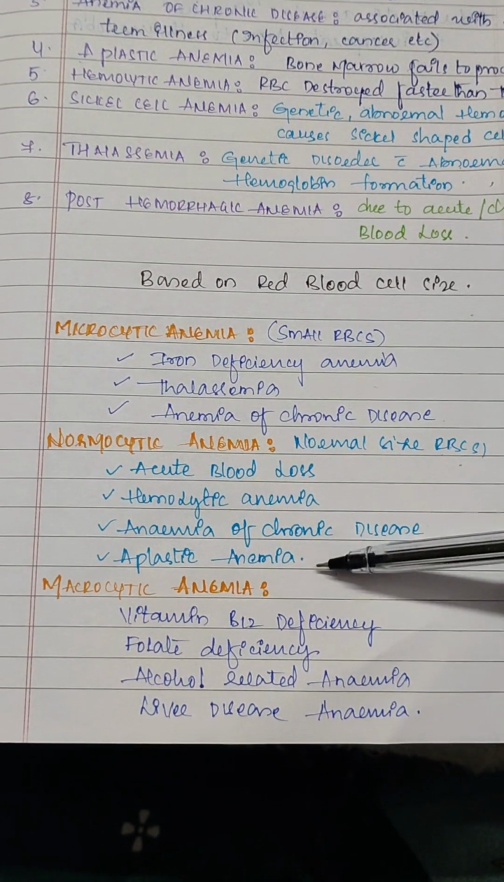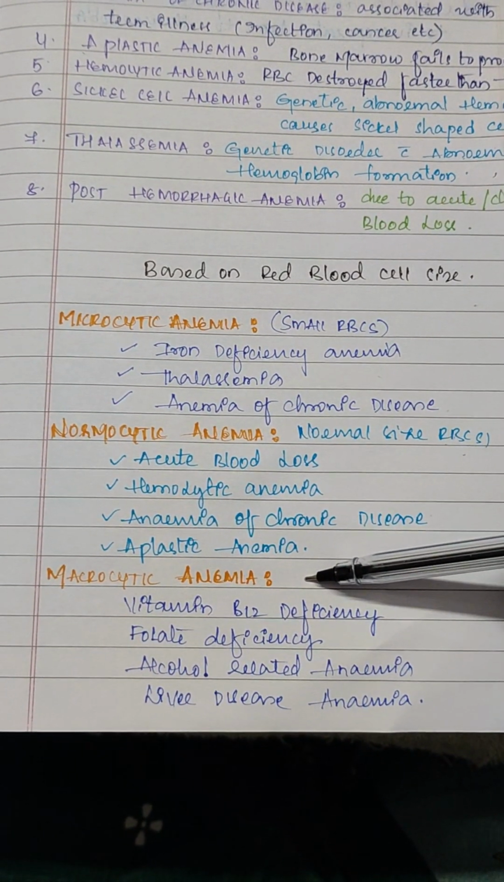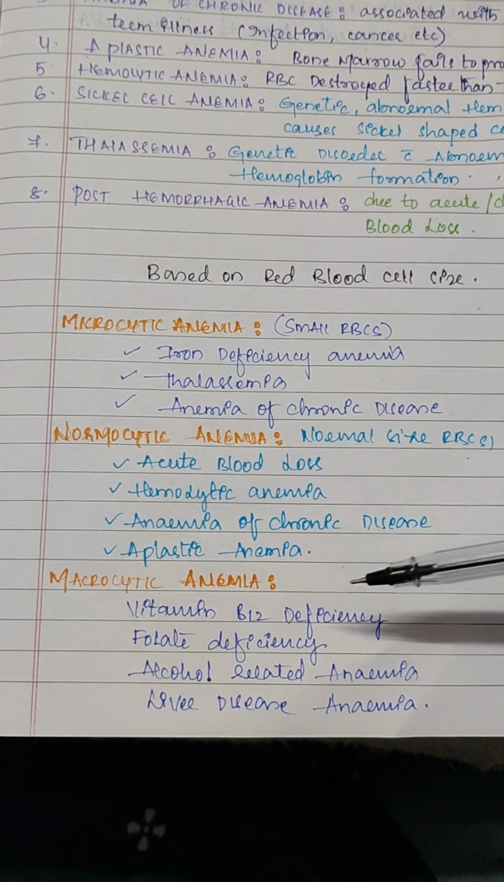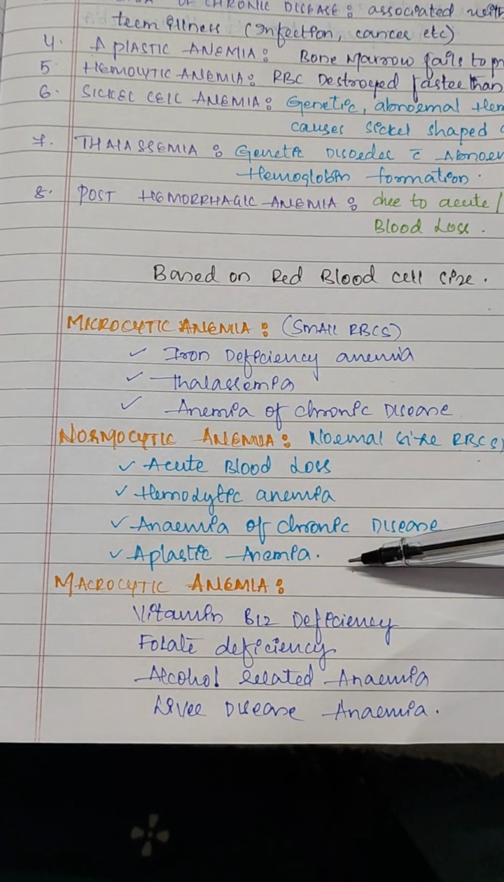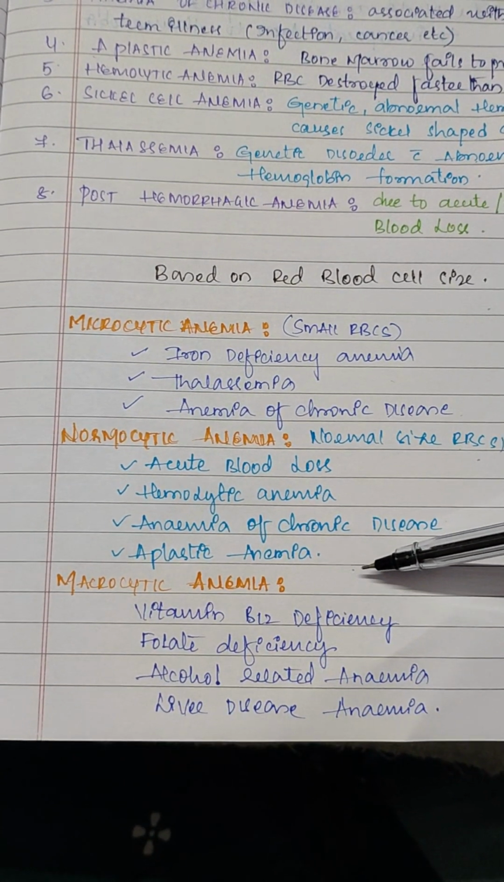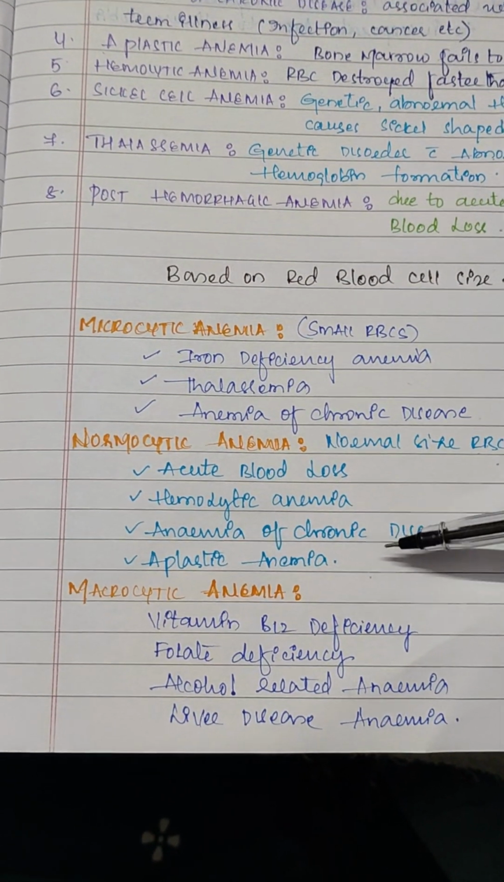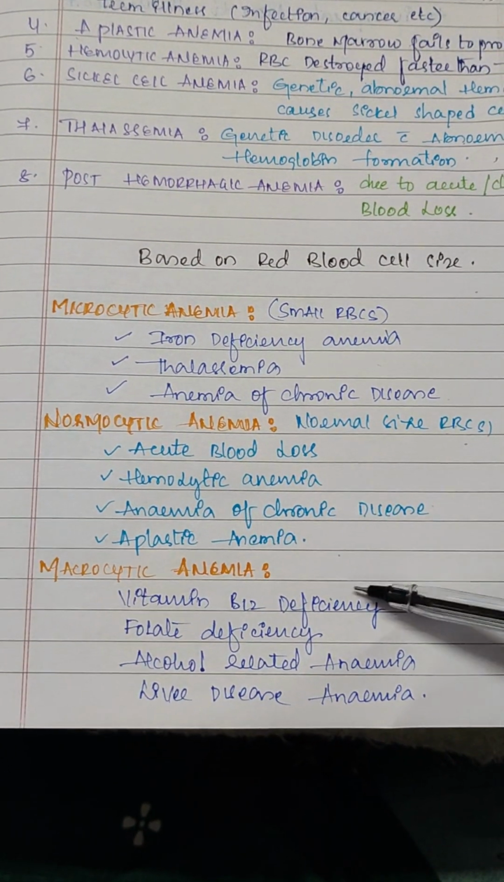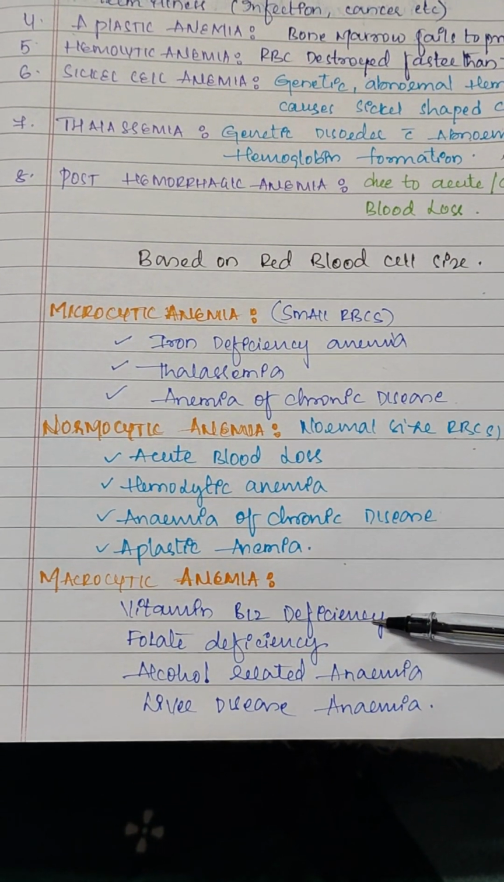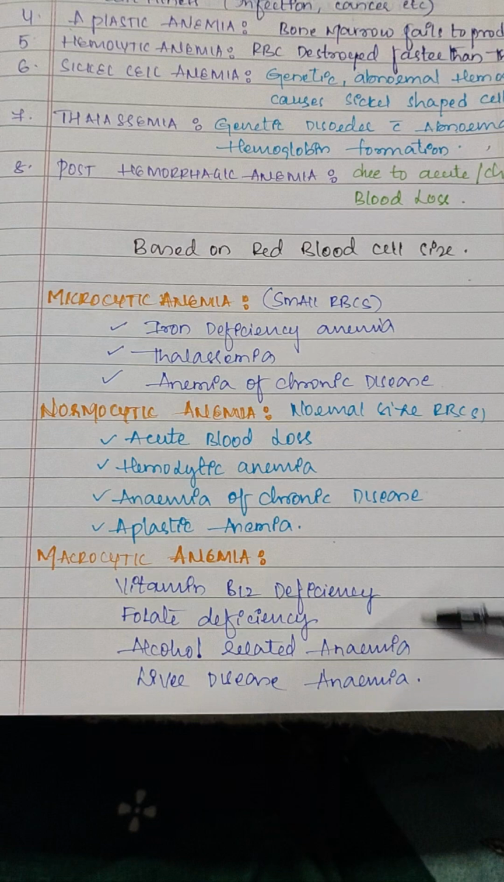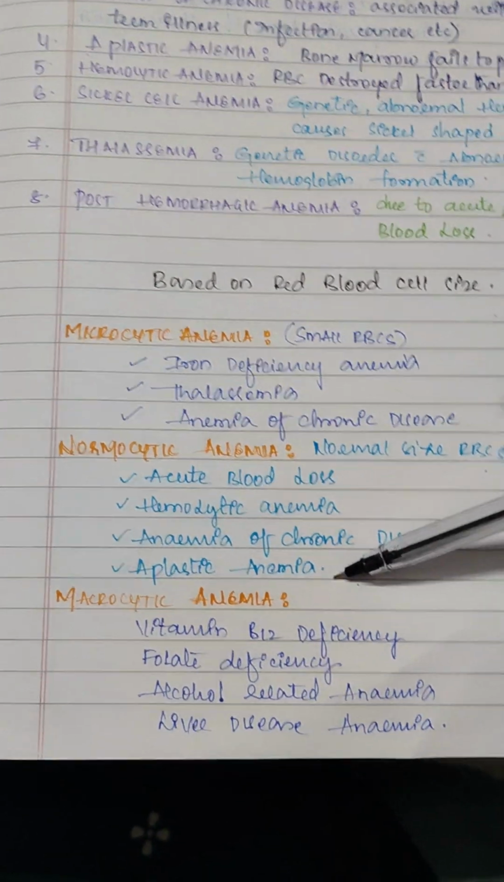The next one, macrocytic anemia. Here the red blood cells, or RBCs, are larger than normal, have more size than normal, and the causes are vitamin B12 deficiency, folate deficiency, alcohol related anemia, and liver disease anemia. So these are the causes of macrocytic anemia.